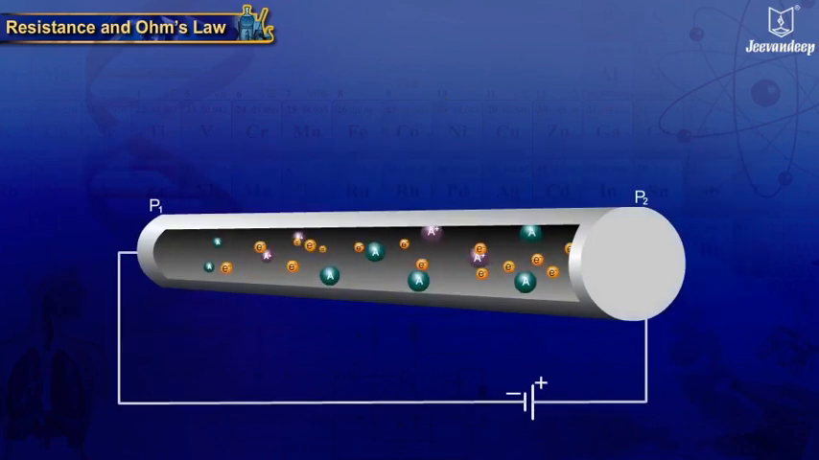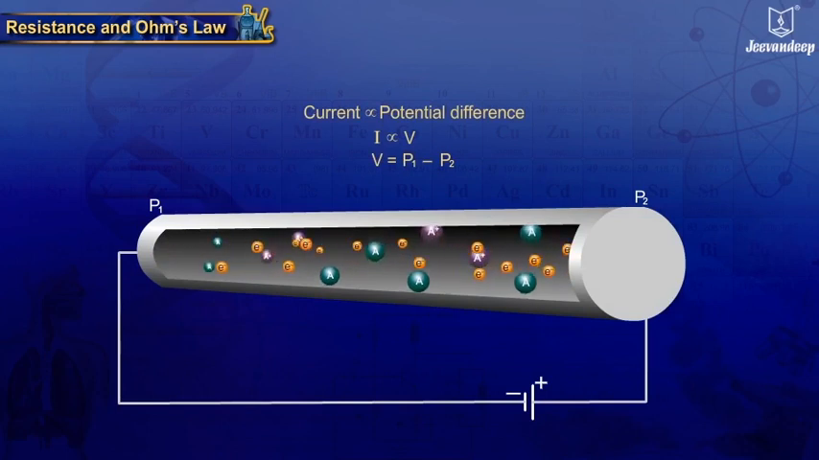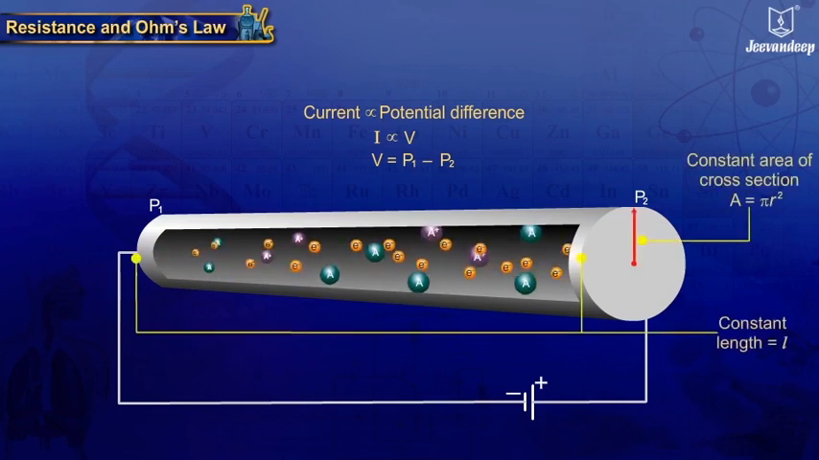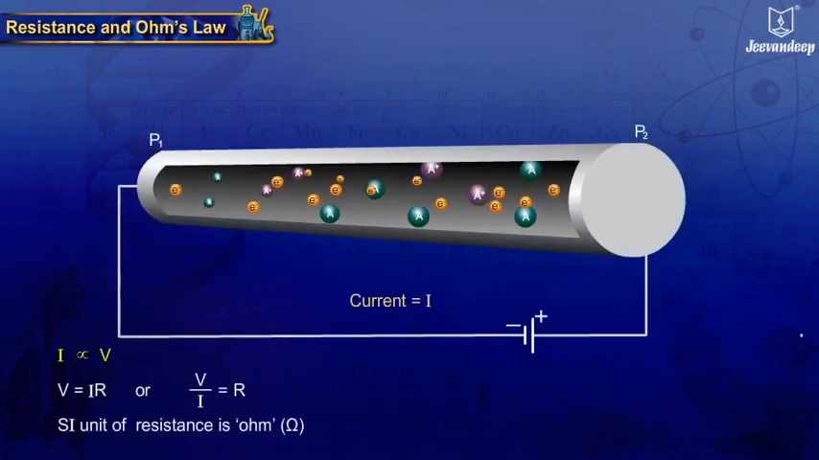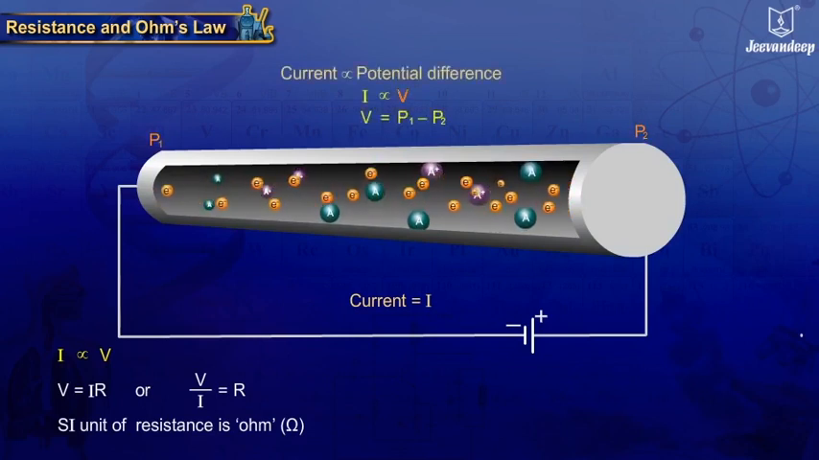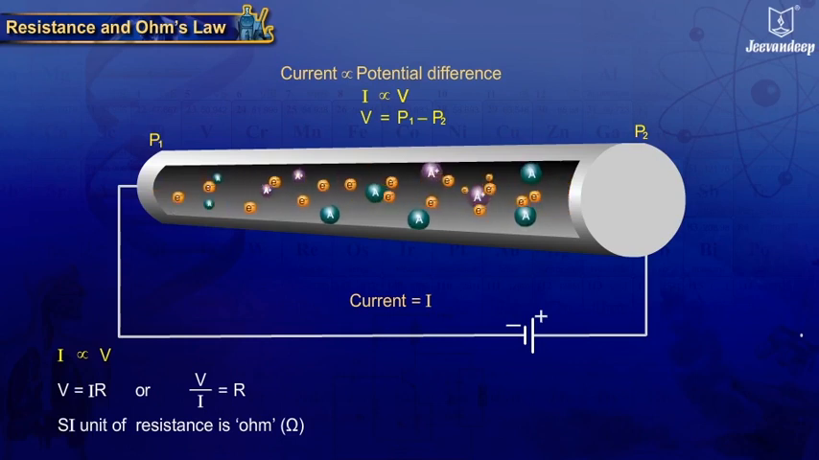According to Ohm's law, the electric current flowing in a metallic conductor is directly proportional to the potential difference across its terminals, provided physical conditions of the conductor, such as length, area of cross-section, temperature, and material, remain constant. If I is the current flowing and V is the potential difference across the ends of a conductor, then V is directly proportional to I. That is, V equals IR, or V upon I equals R.